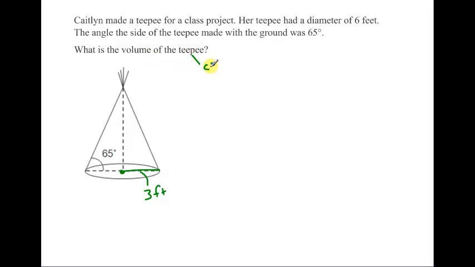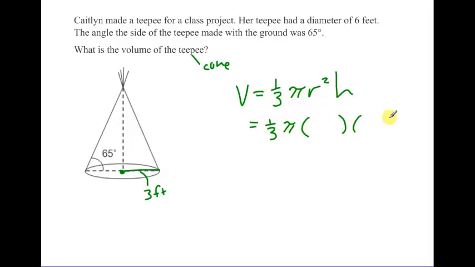Well, the teepee is a cone, so we can use our volume of a cone formula. I'm going to get that written down again. And then let's just get stuff plugged in. All right, now I know the radius is 3 feet, but here is an example where they didn't tell us the height. We have to figure it out on our own. So I think you can see we're going to have to use that 65-degree angle. Let me just draw the triangle out we're going to use.